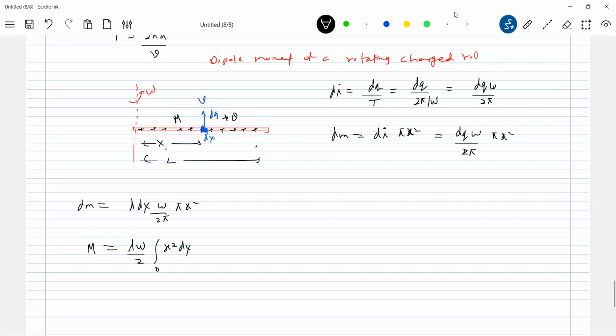Integrating the dipole moment from 0 to L, we get lambda omega L cube by 6. What is lambda? Charge per unit length. So lambda should be Q by L.